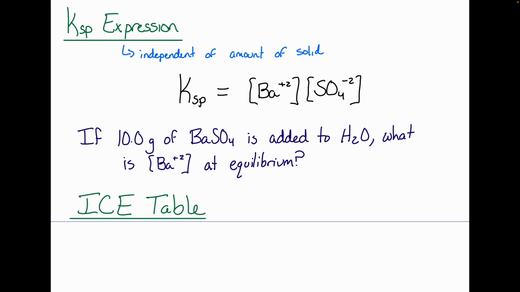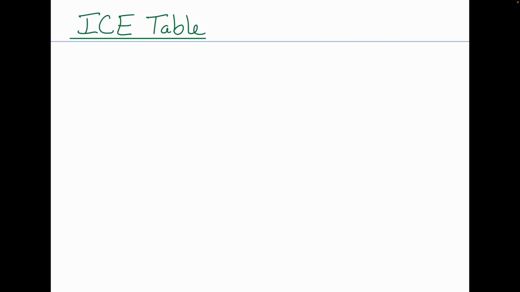All right, and since this is going to be independent of the amount of solid, this 10 grams of barium sulfate here is a complete red herring. It's independent of the amount of solid that you have. It doesn't matter if you had 1 gram, 10 grams, 100 grams, you would get the same concentration of barium that would form. So this is not going to matter. So I'm going to do my ice table just in terms of what appears in my KSP expression, my concentration of barium and my concentration of sulfate.